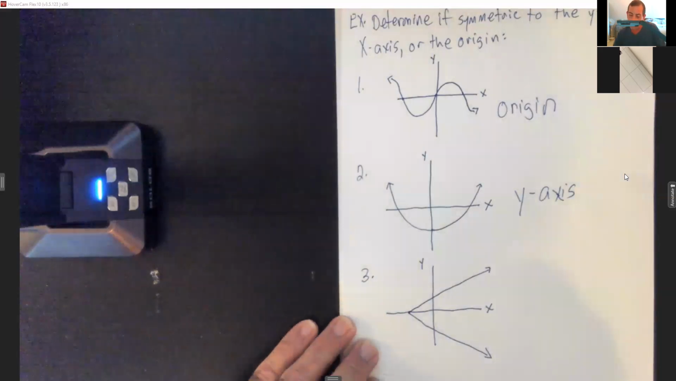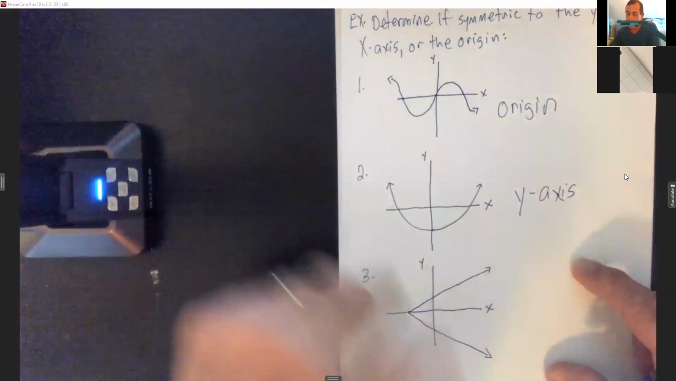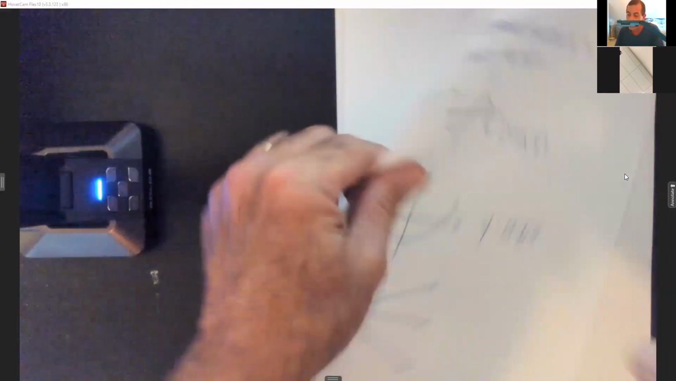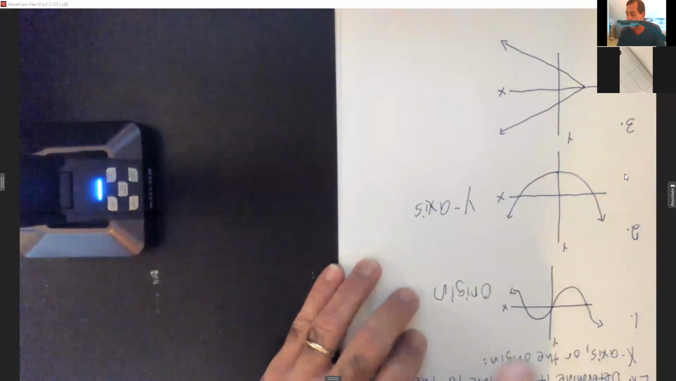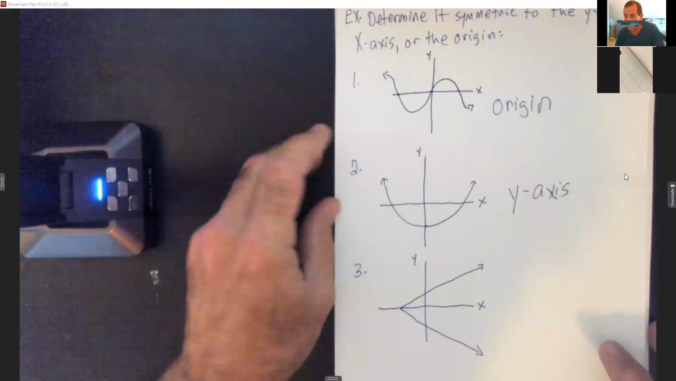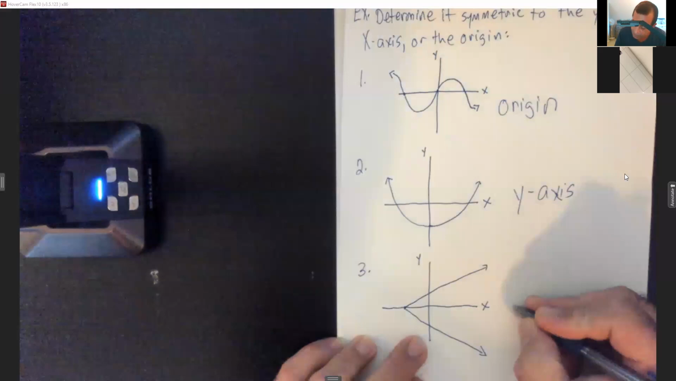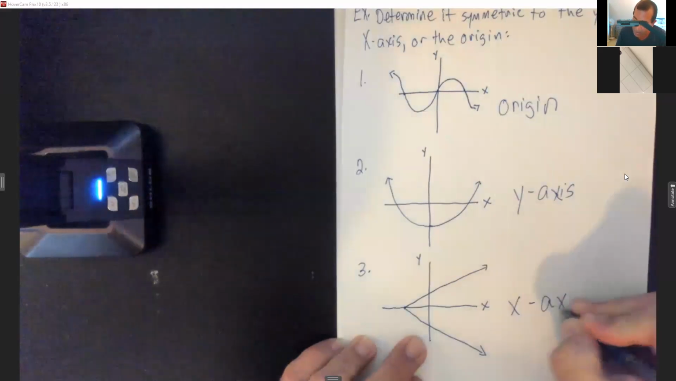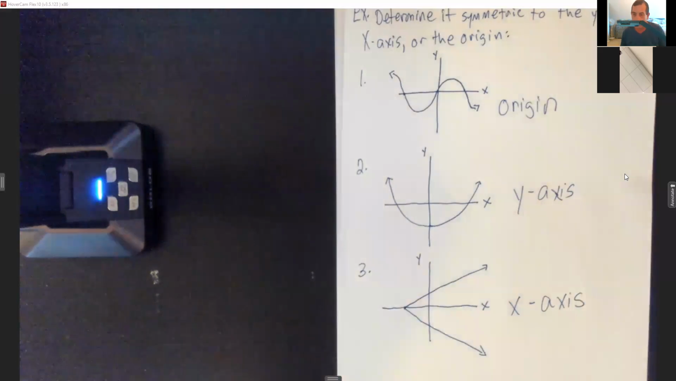And then if I turn it upside down, notice this is both pointing to the right. When I turn it upside down, they're both pointing to the left. So it's not the same graph. So it's not symmetric to the origin. So y'all, the only thing that one is symmetric to is the X axis. Okay, so let me let y'all write that real quick.